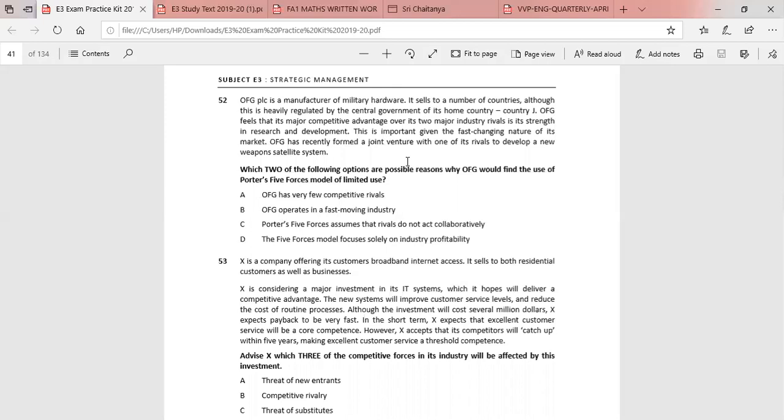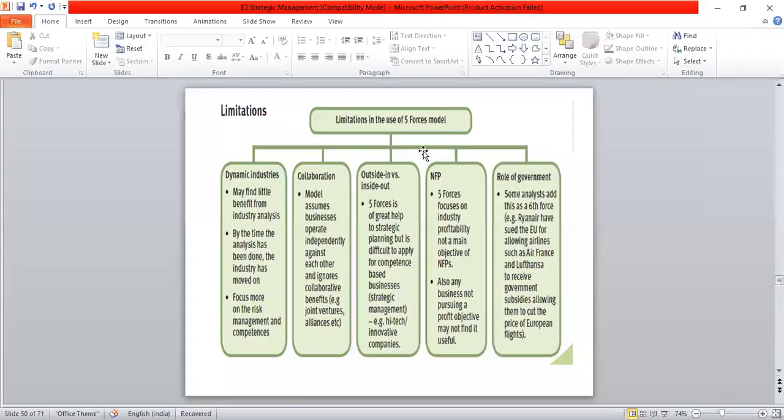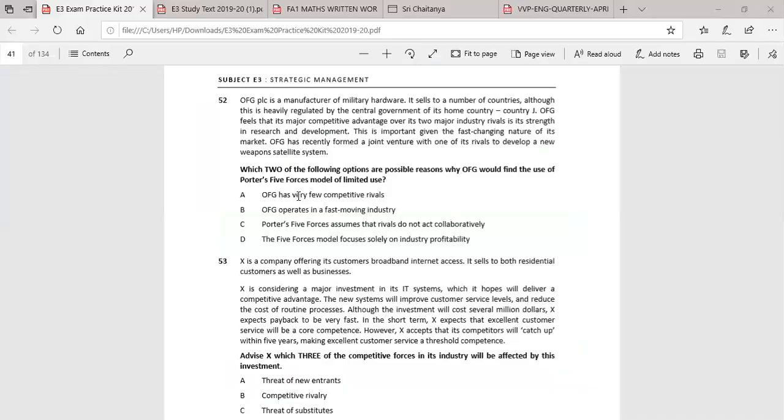It says that it is difficult to apply for competence based businesses. So for fast moving industries it is not applicable. So here it cannot be applied to fast moving industries.